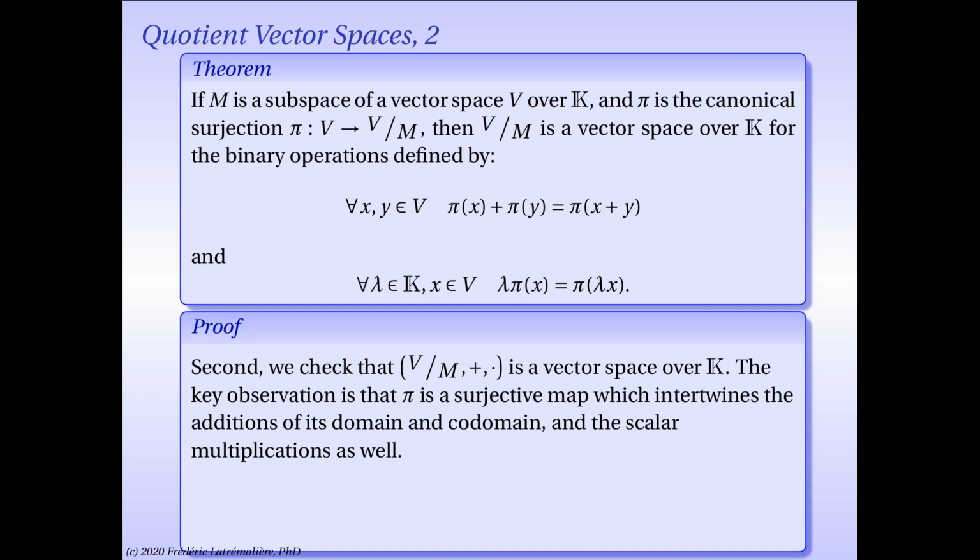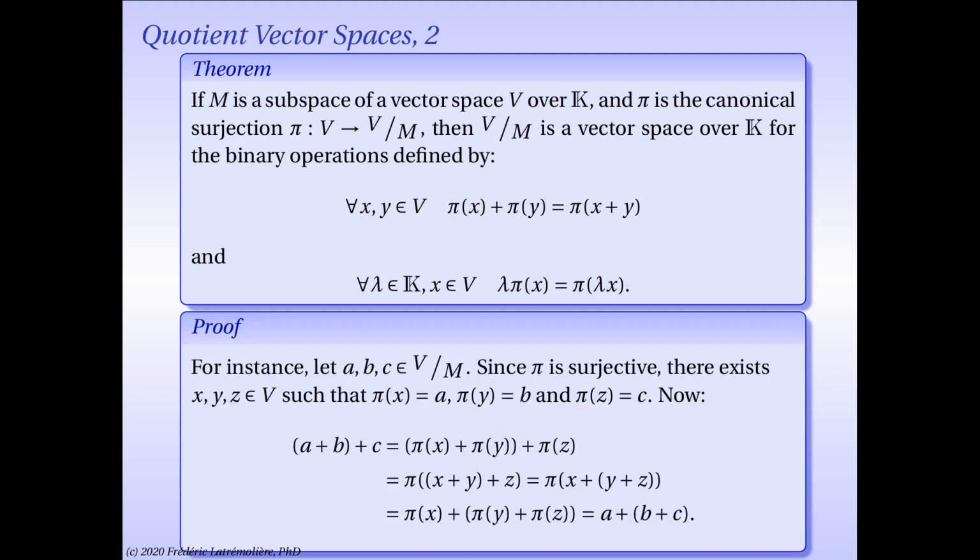But the key observation is that this map pi, the canonical surjection, is indeed surjective, and it intertwines the addition and scalar multiplication of V with, respectively, the addition and scalar multiplication on the quotient. So, because of this simple property, all the properties of V are going to be transported to the quotient. So let's see what I mean formally.